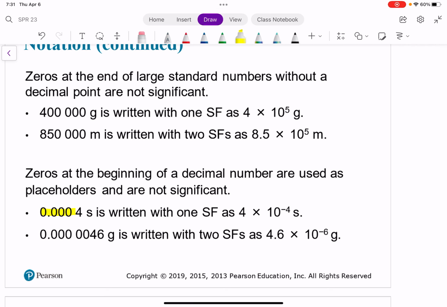So these would not be significant and these wouldn't be significant. So how many sig figs do you think this one has and this one? Yeah, this one has 1 and the other one has 2. And if you wanted to, you could look at the numbers here and you'd say there's 2 digits and 1 digit. So that's how many sig figs each of those has.